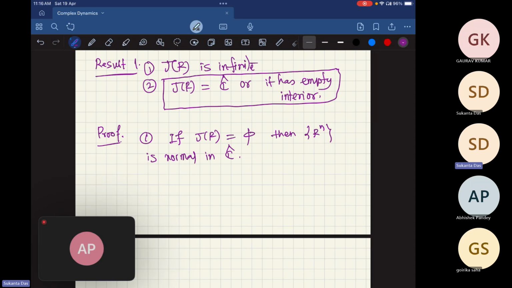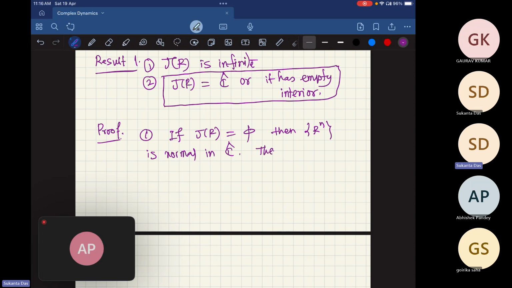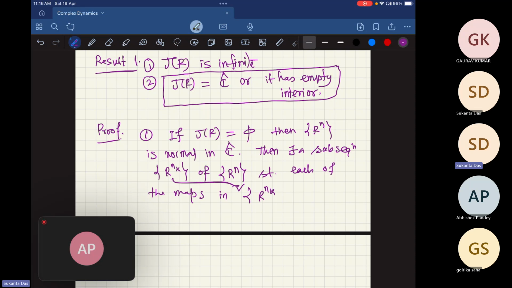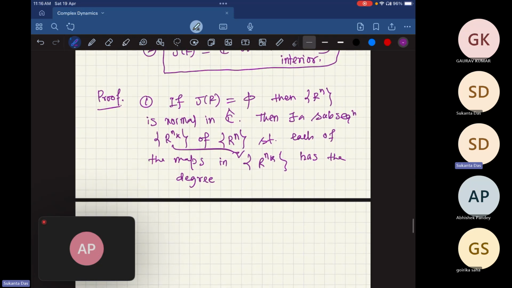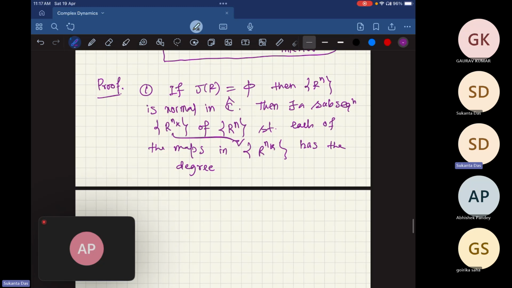In this regard, one can show that if this happens, then there exists a subsequence, say R_{n_k} of R_n, such that each of the maps in this subsequence has the same degree. This needs to be proved, but I have just written it here, and if time permits, I'll come back to the proof.